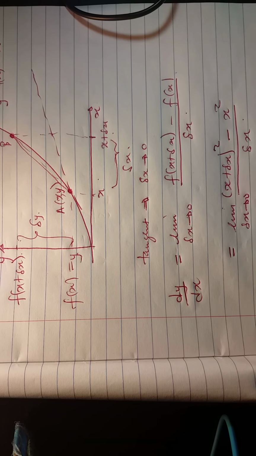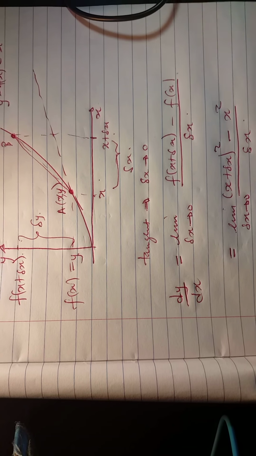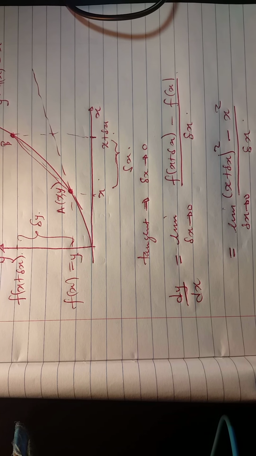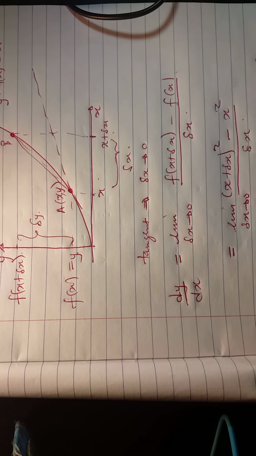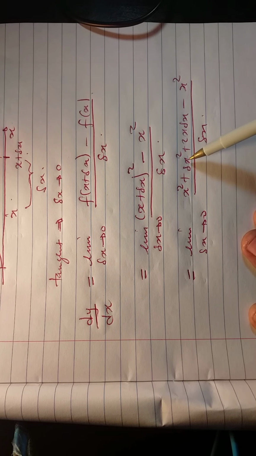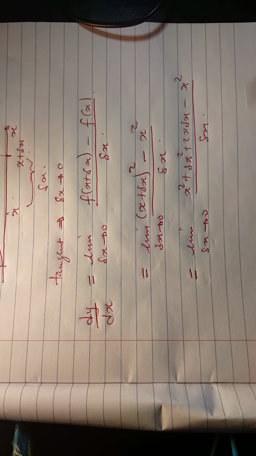So the limit as delta x tends to 0 of, if I expand this, I'm going to have x squared plus delta x squared plus 2x delta x, minus x squared, everything over delta x. So what I've done is I've squared the last, squared the first, multiplied everything else out, minus x squared as it was, everything divided by delta x. That should give me the gradient there.